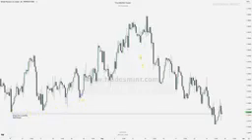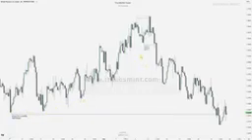Do we have an external range liquidity purge? Yes, we do, right? We've got this purge over here on our long-term perspective. So now what do we want to do after we go external? We want to go internal, right?